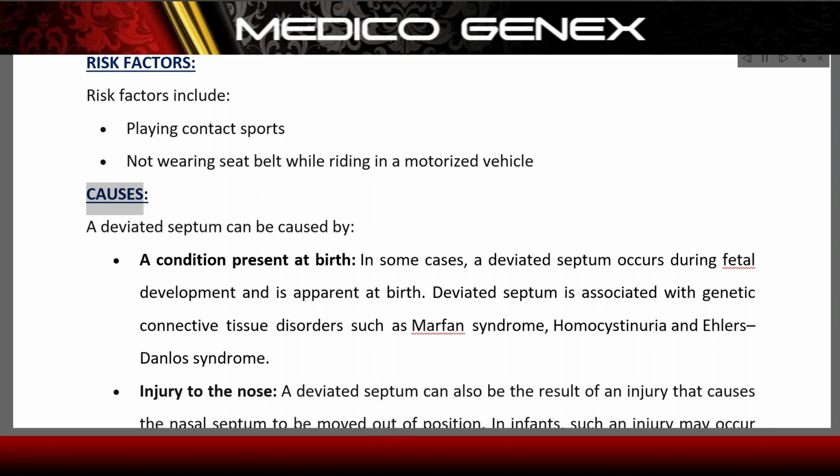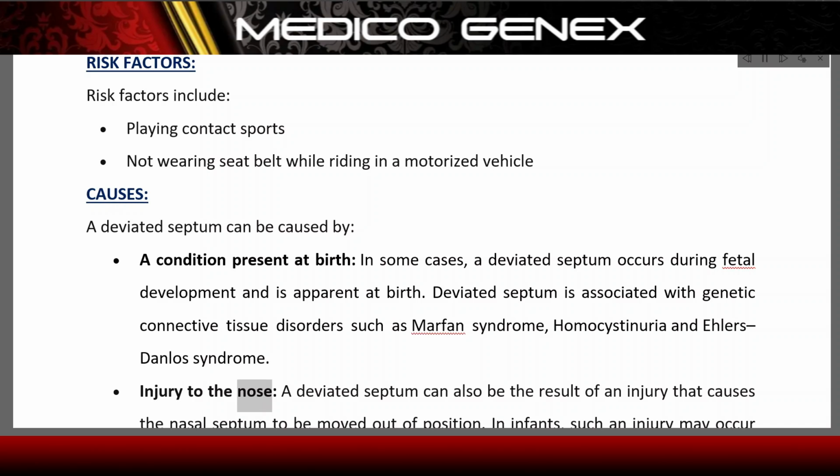Causes. A deviated septum can be caused by a condition present at birth. In some cases, a deviated septum occurs during fetal development and is apparent at birth. Deviated septum is associated with genetic connective tissue disorders such as Marfan syndrome, homocystinuria and Ehlers-Danlos syndrome.